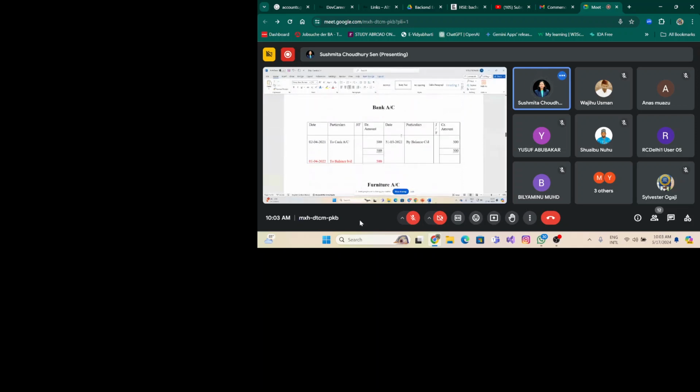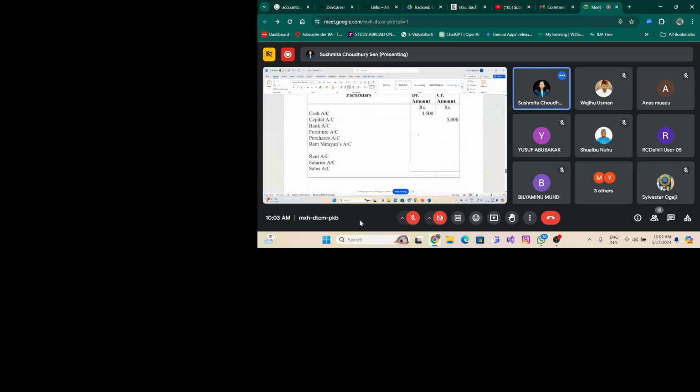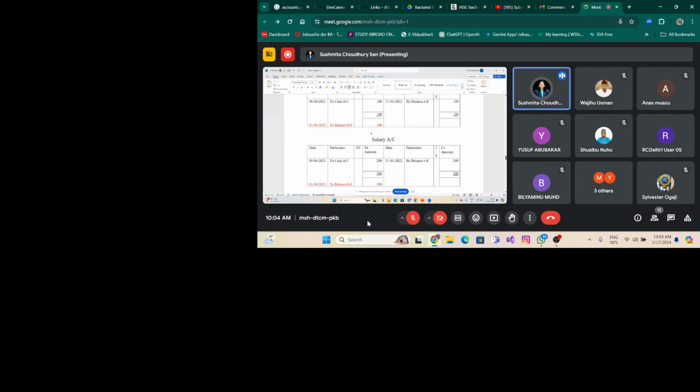Bank account is having 500 rupees in the debit. Furniture account is having 200 in the debit. So 500, 200 and 1400. Let's write all the amount together: 500, 200 and 1400. Now Ram Narayan's account. Let's see what is the balance for Ram Narayan's account.